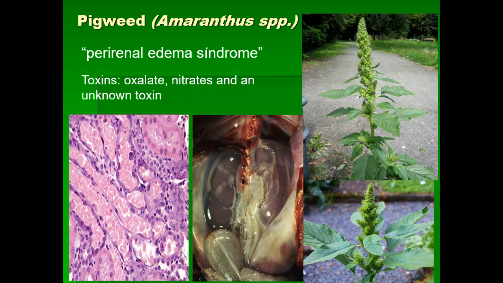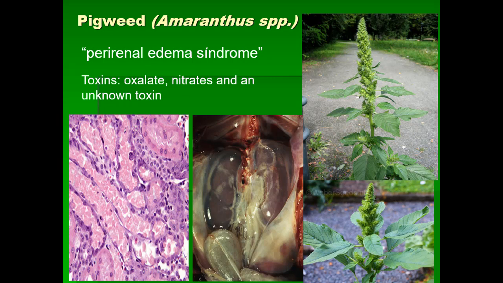There are three toxins. Two of them are oxalates and nitrates, but what is the classical perirenal syndrome must be produced by a toxin which is still unknown to this day. The nitrates would be more of a problem if it is from hay that has been contaminated with pigweed, and when it dries, the nitrates concentrate in the plant. On the slide, we see what the classical lesion looks like. There is a retroperitoneal edema in the perirenal connective tissue, and as we will see on the next case, edema is also present in the ventral abdominal wall and the perirectal area.